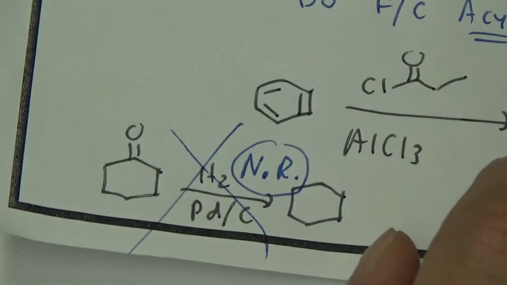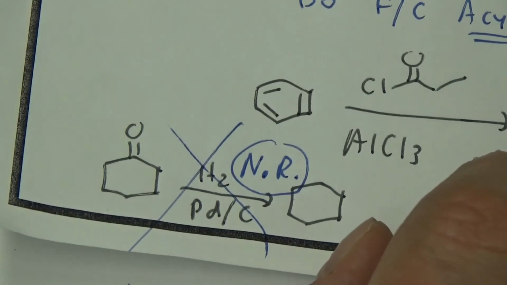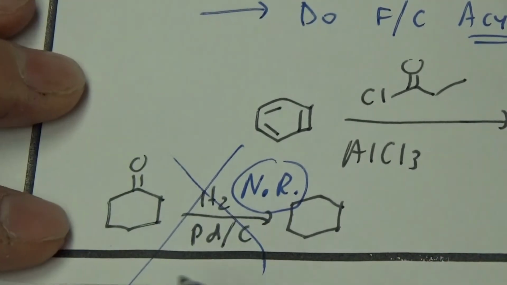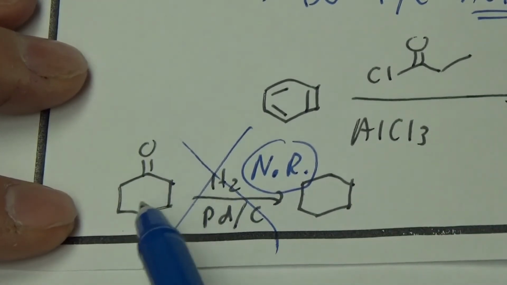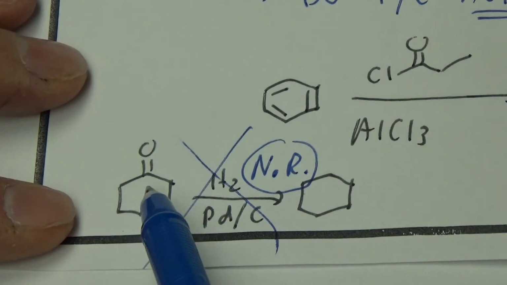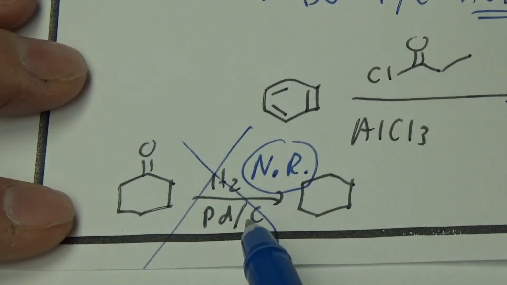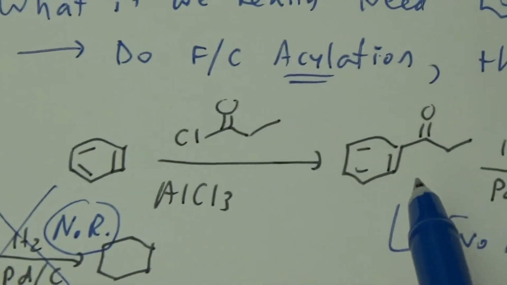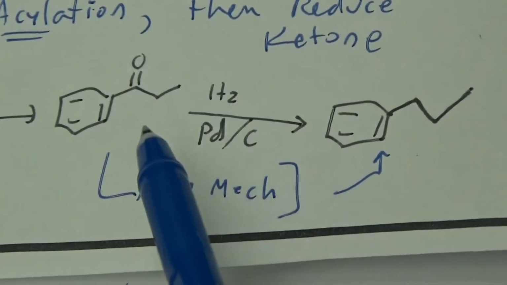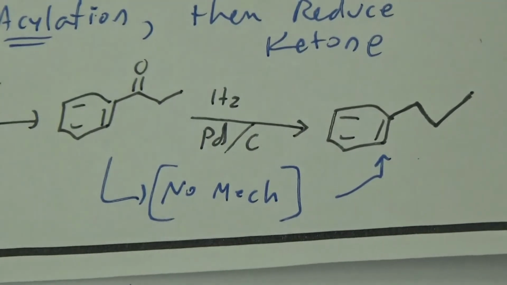Alright. We will learn ways to do this, to take an arbitrary ketone and wipe it off. It's just you can't use H2 palladium on carbon unless you've got a benzene next door. Alright.